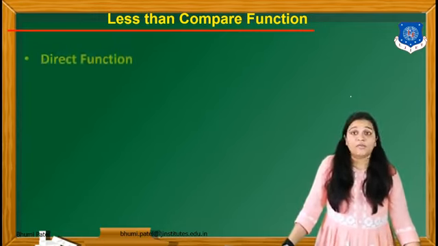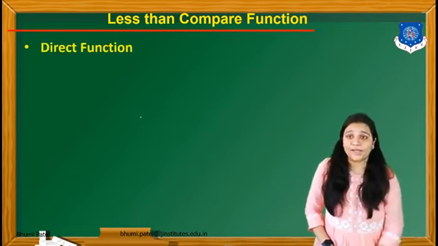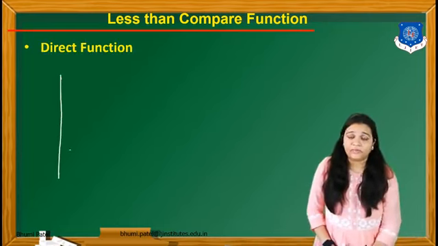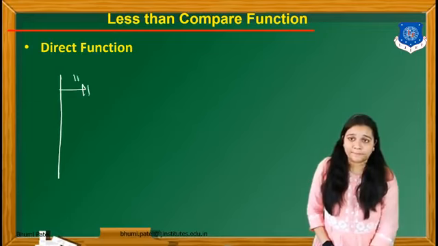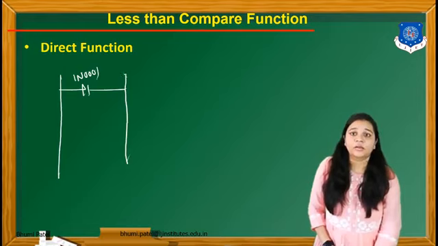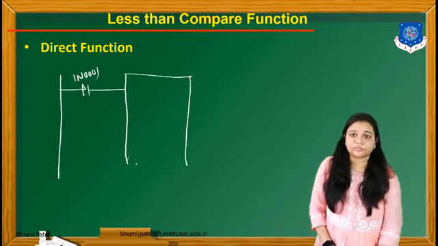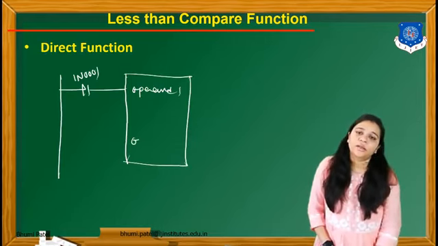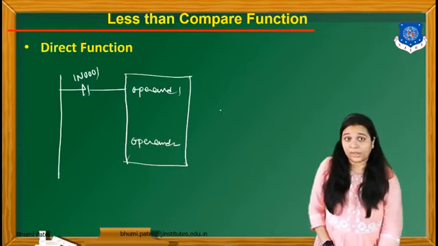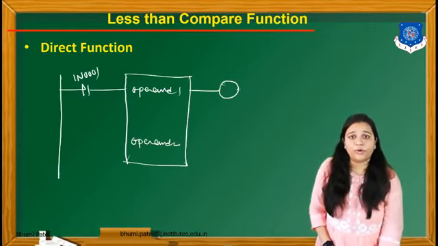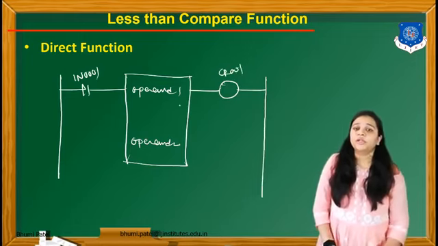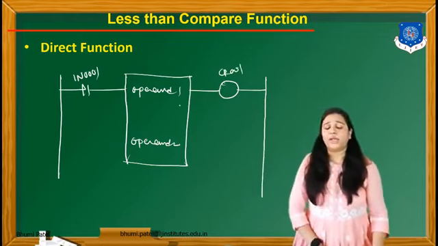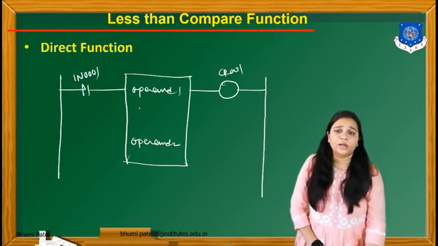Okay. So for less than, we first draw the direct function. For that we have to take one input signal. Then we take one block format. In the block format we write operand number 1 and operand number 2, and this is my output coil. The name of the output coil is CR001.